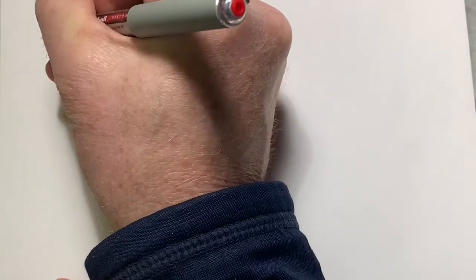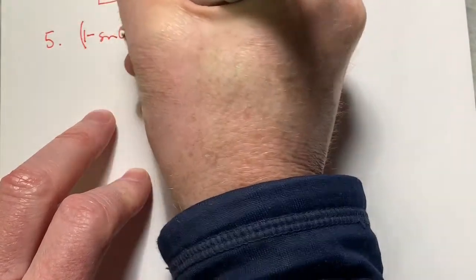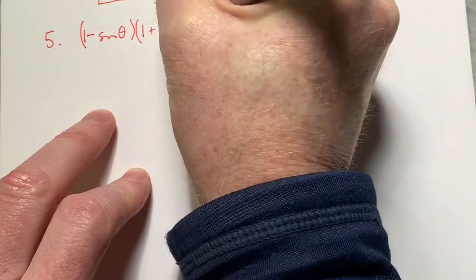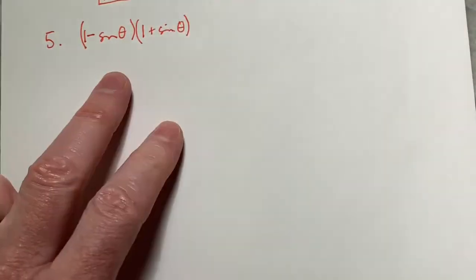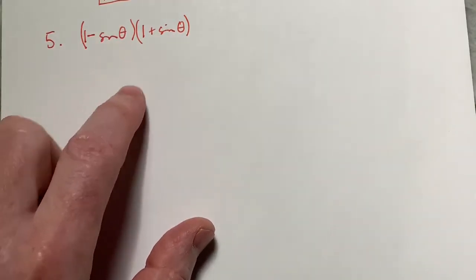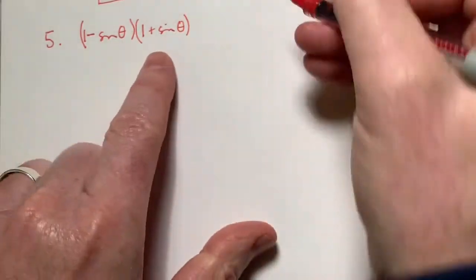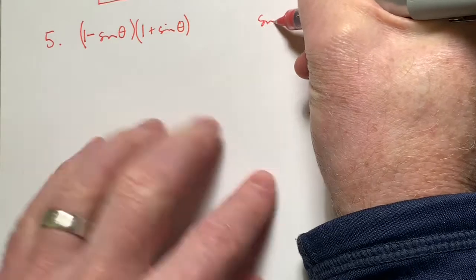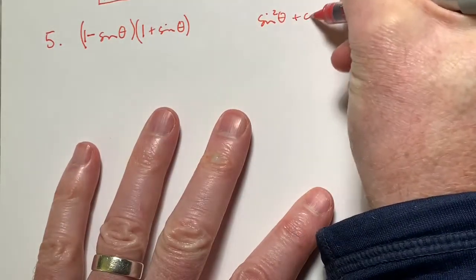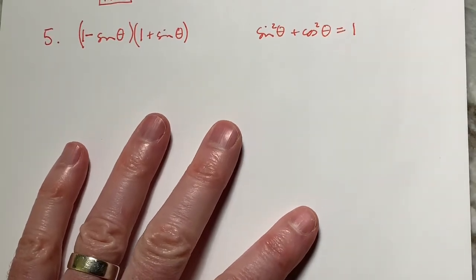All right, looking on to number 5. Now again, these are just the things that popped into my head, strategies that I'm going to use to simplify these. So this one is 1 minus sine of theta times 1 plus sine of theta. And we saw something similar to this in the work we did yesterday when you watched the video. And that's not an identity. Now there is an identity, I don't know if you remember, that says the sine squared of theta plus the cosine squared of theta equals 1. And we learned that that was called a Pythagorean identity.